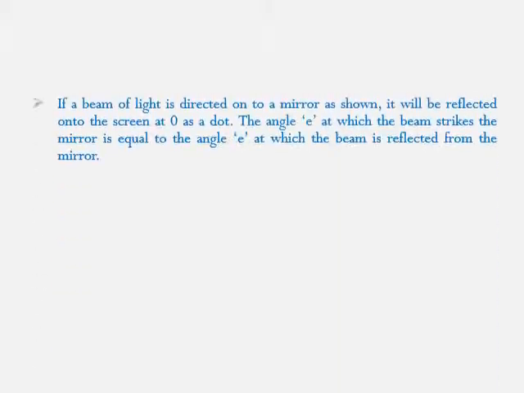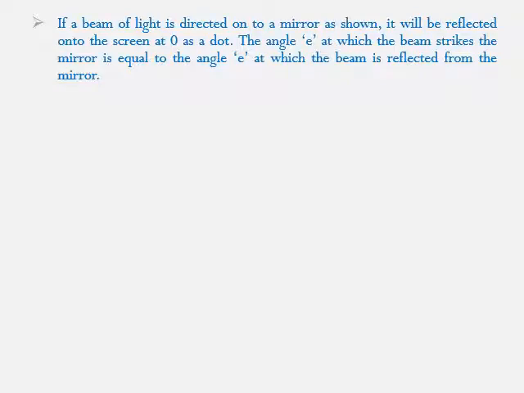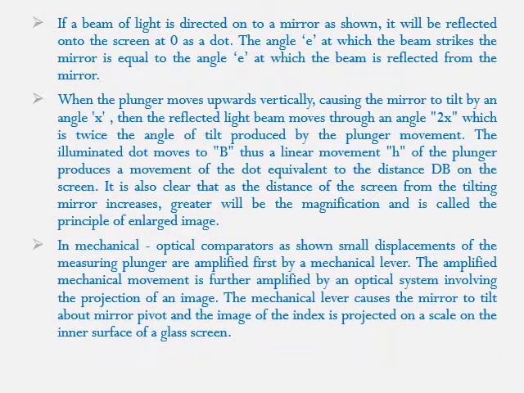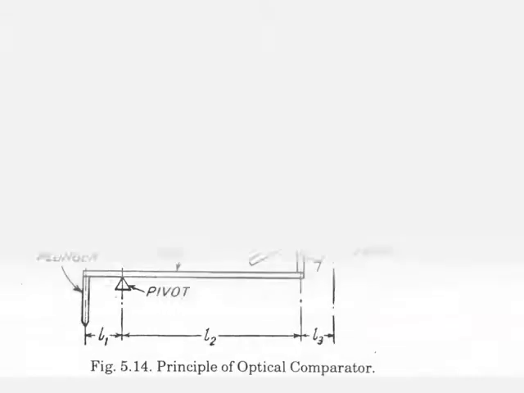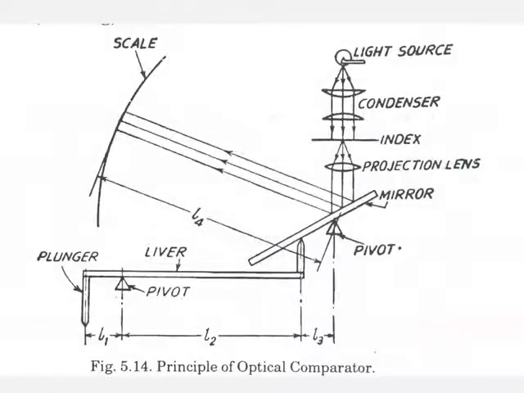optical comparators. If a beam of light is directed onto a mirror as shown, it will be reflected onto a screen at a point. Example, the angle at which the beam strikes, let us go with this figure, we can understand in a better manner. Usually in case of all measuring instruments or optical comparators, we use a monochromatic light source, which is nothing but the parallel rays of light.